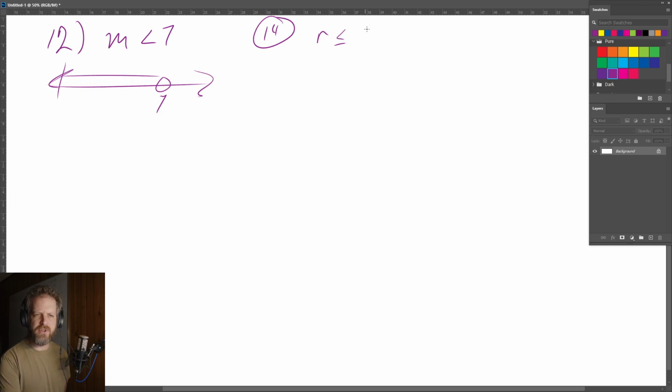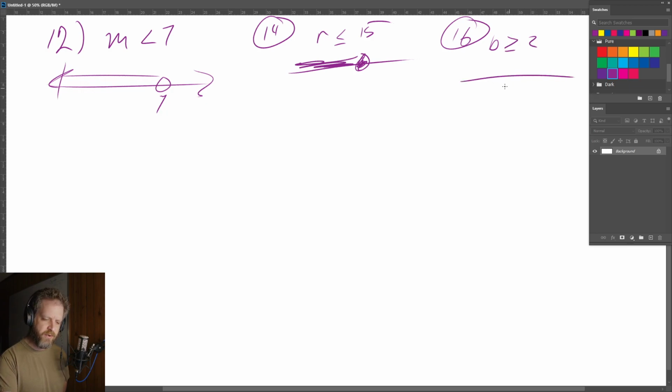It's less than or equal to 15. The number line would have had a filled in circle. It would have been shaded to the left. Number 16 would have been b is greater than or equal to 2. It would have had a filled in circle. It would have been shaded to the right.